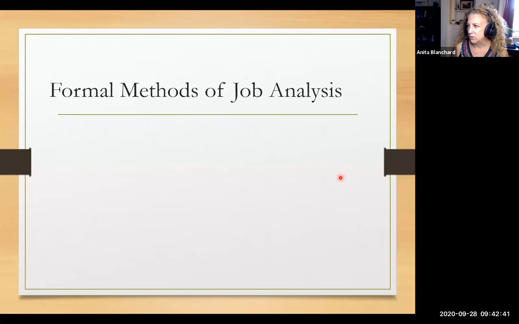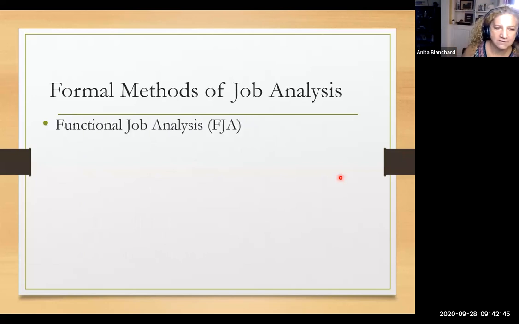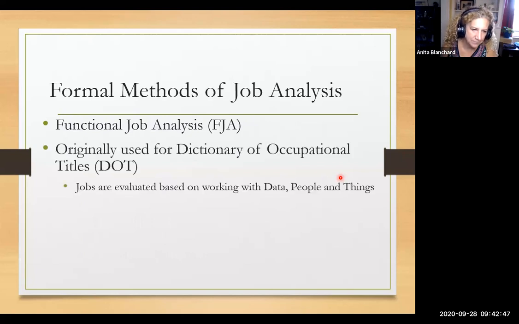I think this is the final one. Yeah, this is the fun one. The final method of job analysis is called a functional job analysis. This was originally used for the Dictionary of Occupational Titles that used to live in the library, and the only way you could see it was to go to the library, and they look at jobs evaluated on people, data, and things. I said that in the wrong order.